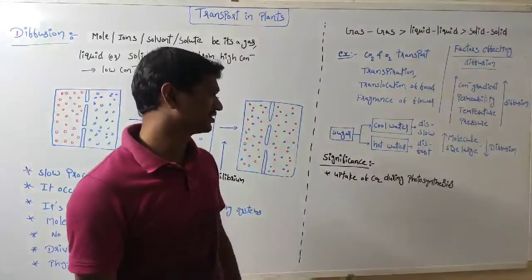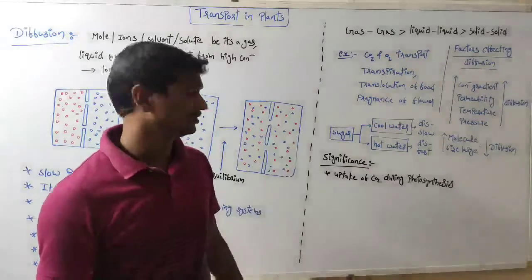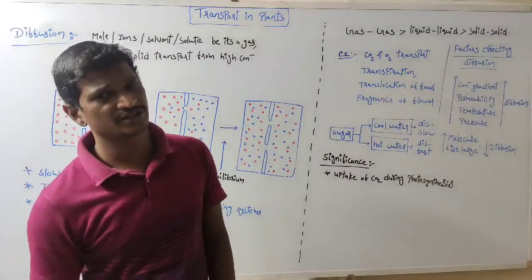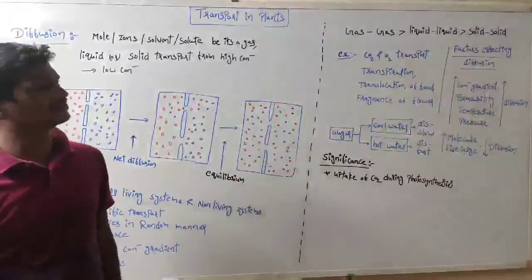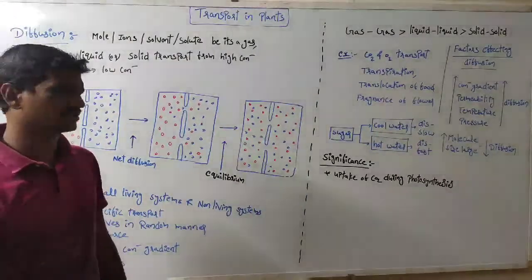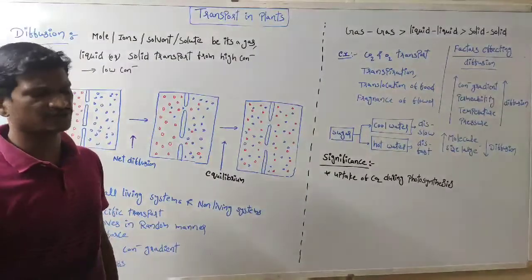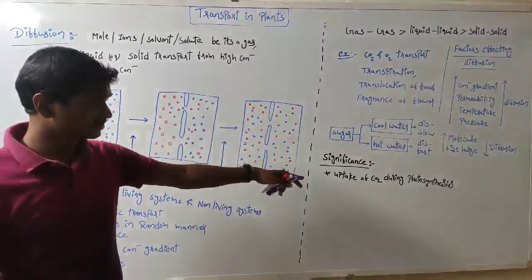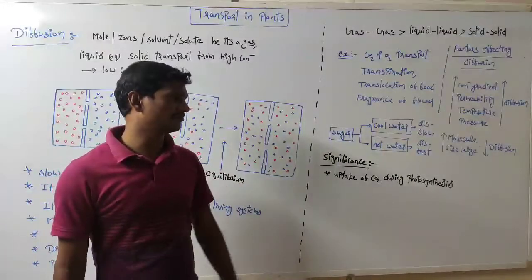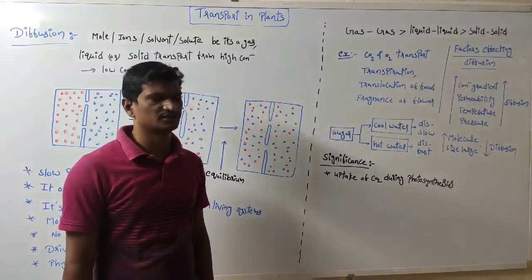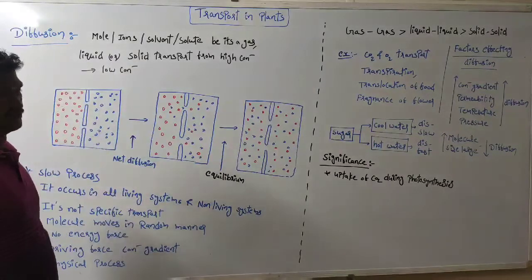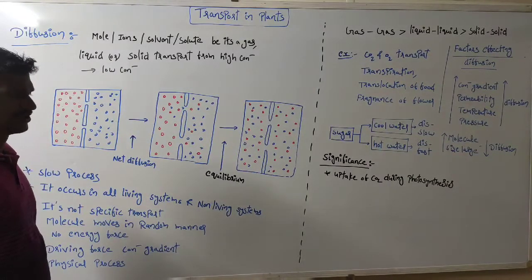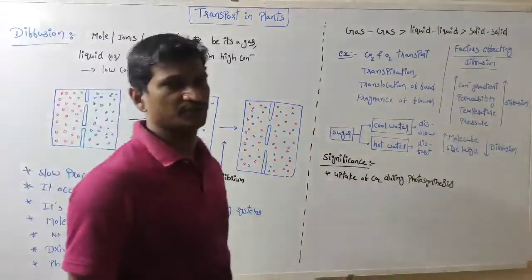Okay. And the significance of diffusion: uptake of carbon dioxide during the photosynthesis process. Not only this, all these can also be considered significant functions of diffusion, but this one is a very important one. Uptake of carbon dioxide during photosynthesis is the best example, right? That is about transport in plants. Next we will discuss the next type of transportation.